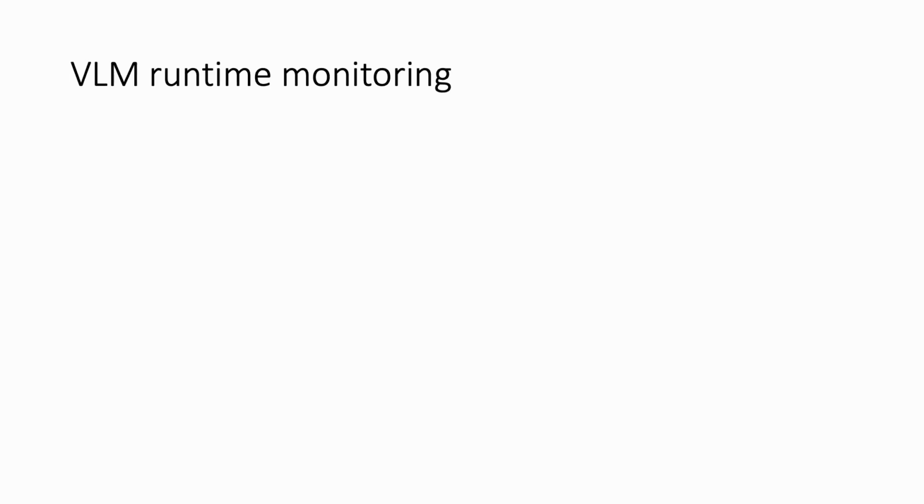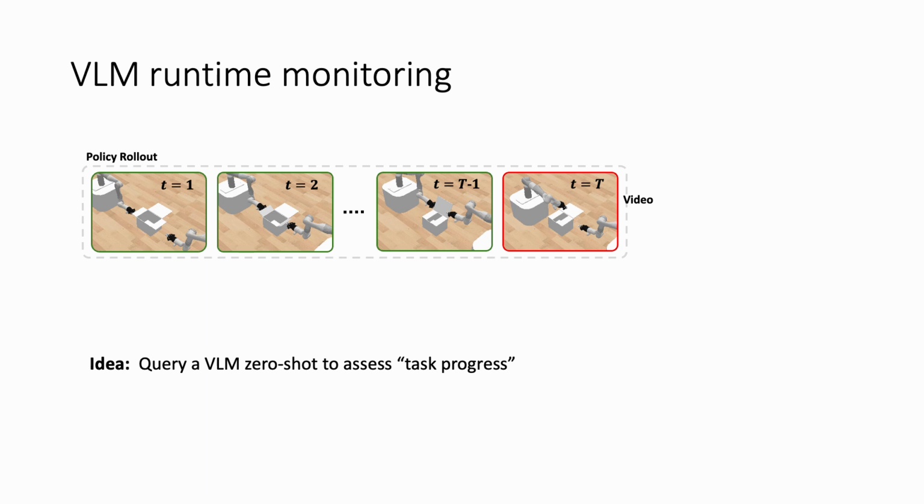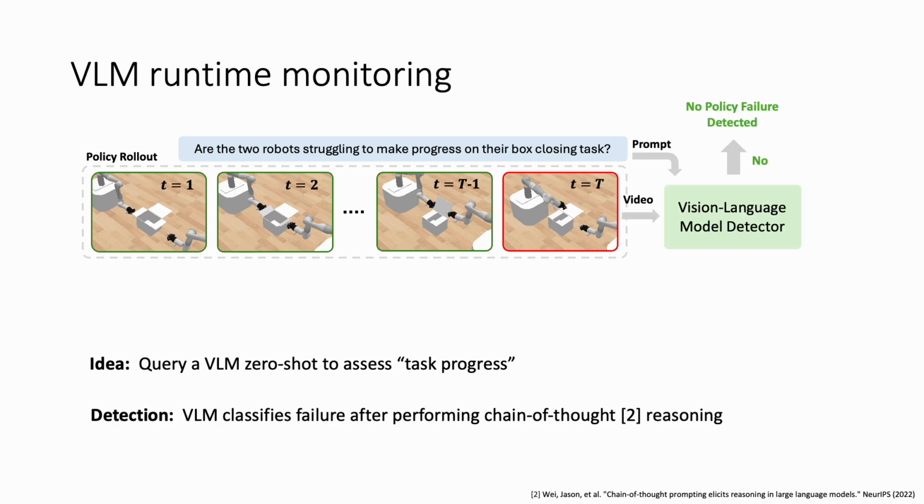To detect task progression failures, we propose to query a vision language model zero-shot to assess whether or not the policy is making progress on its task. To gauge task progress, the VLM must reason across time and in the context of the policy's task. Thus, we construct a prompt that includes the history of image observations up to the current time step and a brief description of the robot's task. The prompt is fed to the VLM, which classifies failure after performing chain-of-thought reasoning.